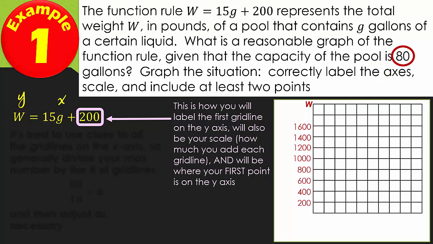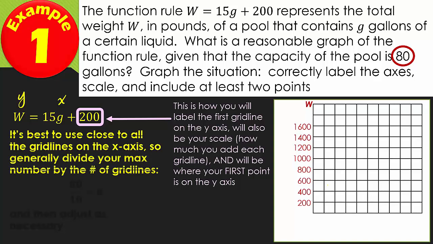So we want as far to the right as possible to be as close to 80 as possible. And the easiest way to do this is to divide by the number of grid lines that you have. So we've got 1, 2, 3, 4, 5, 6, 7, 8, 9, 10. So we can divide 80 by 10 and get 8, which, when you think about it, isn't exactly the best number to use for each of these grid lines. It's not as clean as 200 was.